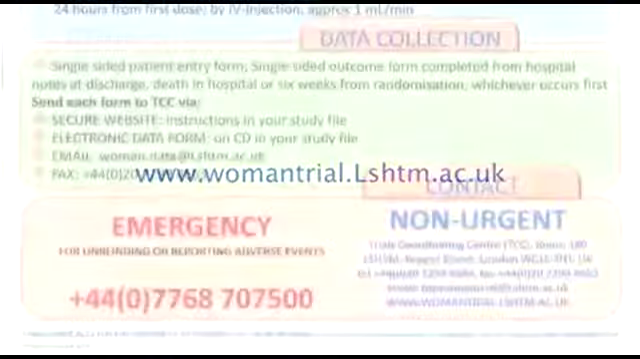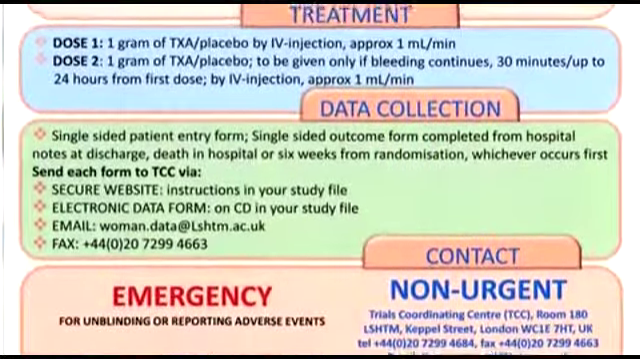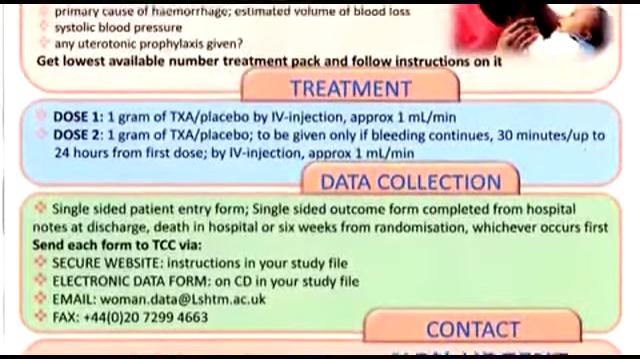If you need further information about any of the trial procedures, please contact the Trial Coordinating Centre. If you need advice about reporting an adverse event or unblinding a patient, you can call a 24-hour emergency telephone number. Regular updates are available on the trial website www.womantrial.lshtm.ac.uk.